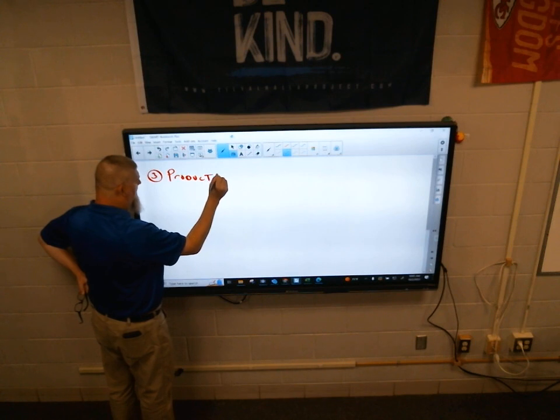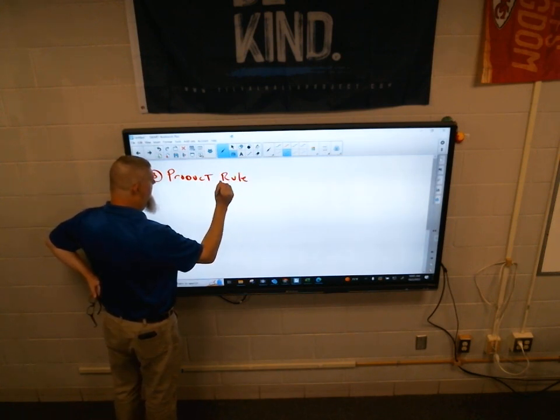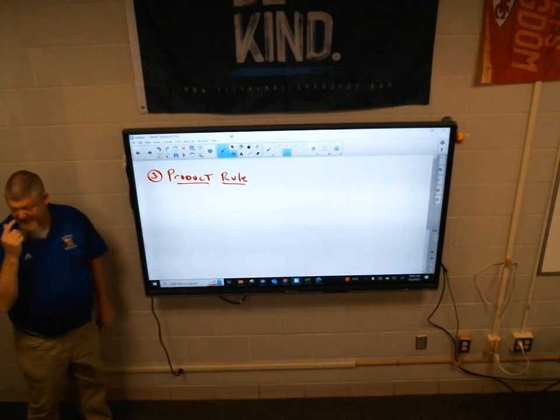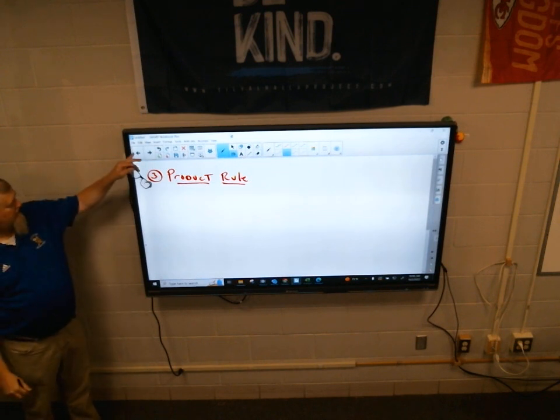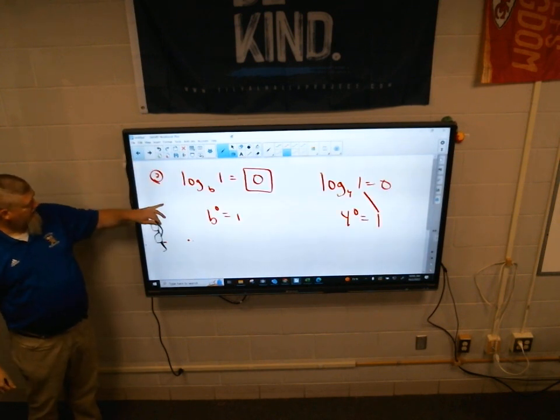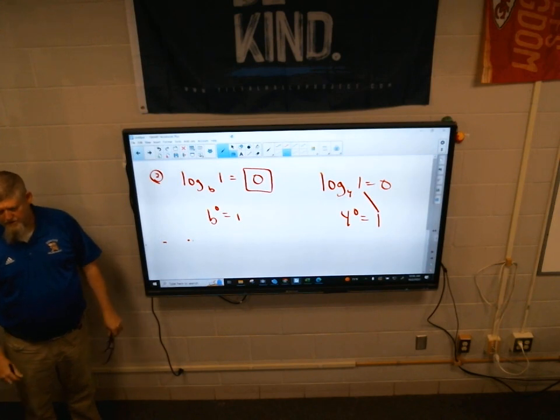Wait, this one was the 0 rule? For obvious reasons, yeah, because anything with a 1 equals 0. What was the first rule? Identity.